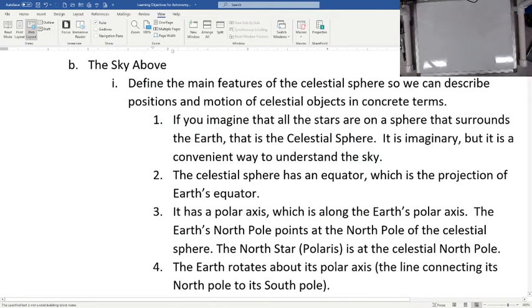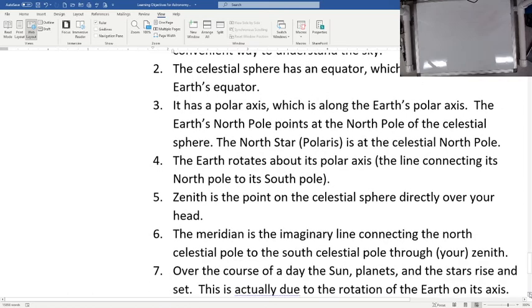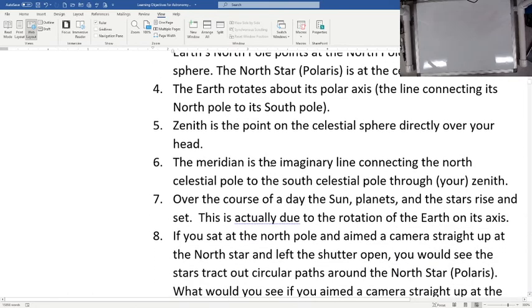So we've talked about the polar axis. The Earth rotates about its axis, the rotational axis, the so-called polar axis. We already talked about the zenith. So the meridian is the line connecting the north celestial pole to the south celestial pole through your zenith. The meridian is just an imaginary line that splits the sky in half, east and west. It runs from the North Pole through your zenith to the south celestial pole, and so it splits the sky right down the middle. When the sun is on your meridian, that's called local noon. It's when the sun is halfway between rising and setting.